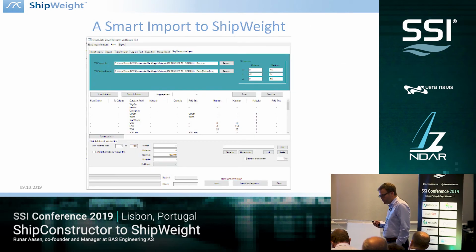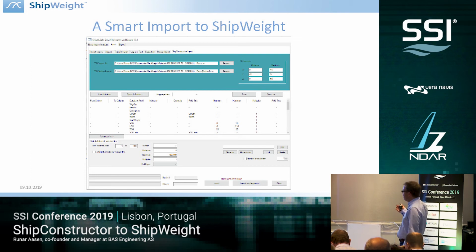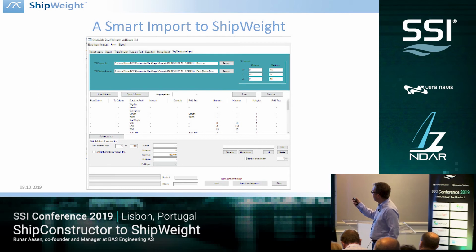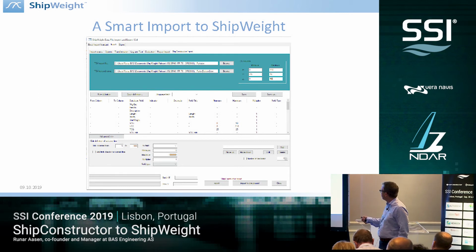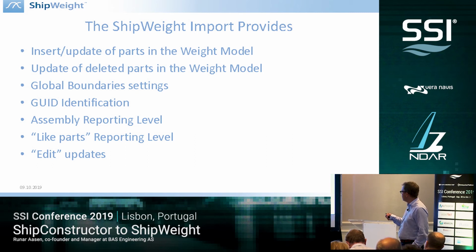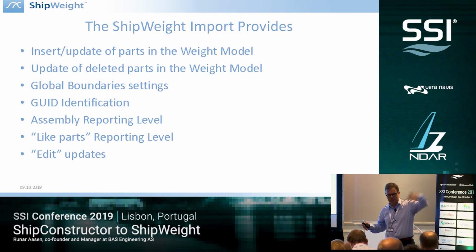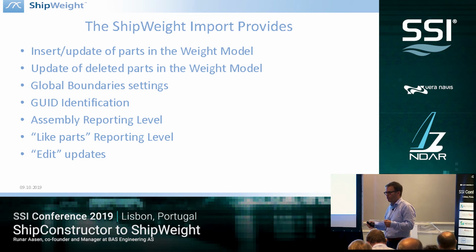Then we have a smart import to Shipweight. So in Shipweight, we have a user interface for importing these two TSV files, which basically consists of three things. One, you browse and point to the TSV files. That's easy. You point to the parts file, and you point to the deleted parts file. Then we have a way of setting CG boundaries, and this is a very simple way of just making sure that you're not importing some items that are off the boundaries of your project. We also have other ways of checking this within Shipweight later, but I'm not going to go into that.